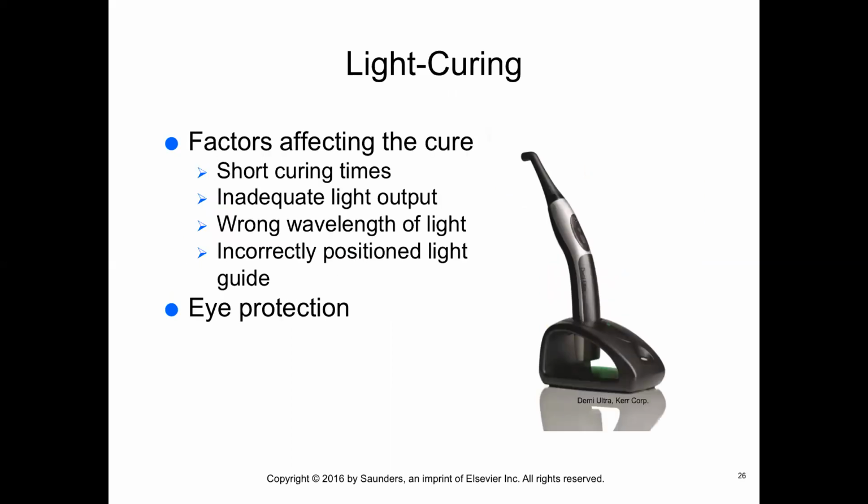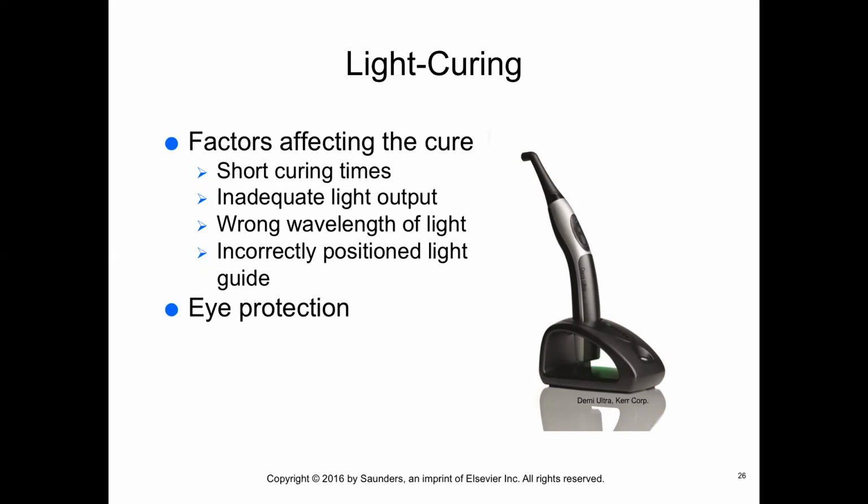Light-cured composite resins must receive the correct amount of radiant energy at the right exposure time and the right wavelength in order for them to polymerize correctly. Position the light guide. The light guide should be held about 1 millimeter away initially and then almost in contact with the composite after a second or two.